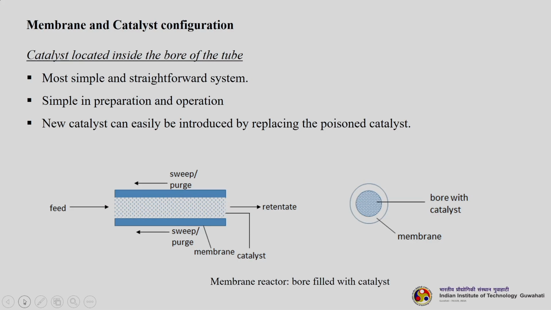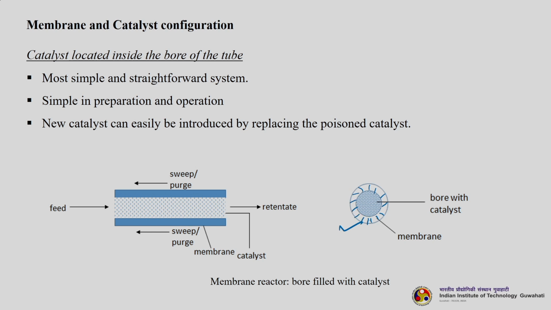Now, the membrane and catalyst configuration. Since we talked about catalysts being required to enhance the rate of reaction, we can have different types of arrangements. The first arrangement is that the catalyst is located inside the bore of the tube. Bore of the tube means the membrane tube. This is the most simple and straightforward system. You can see how it happens here: the bore with the catalyst, and this is your membrane phase.